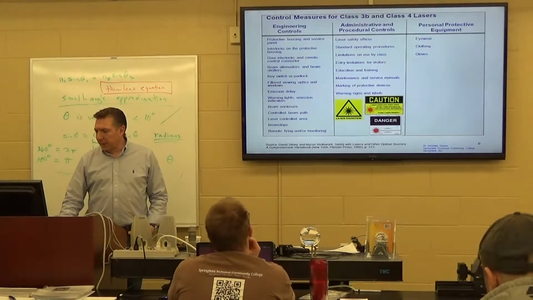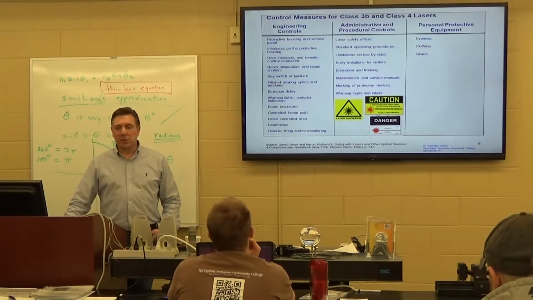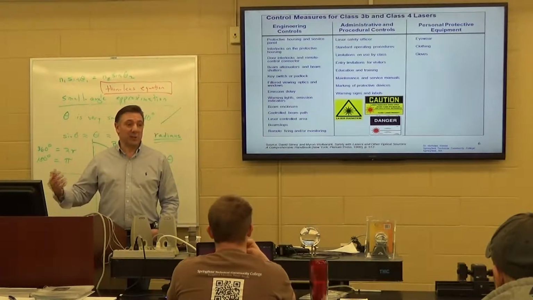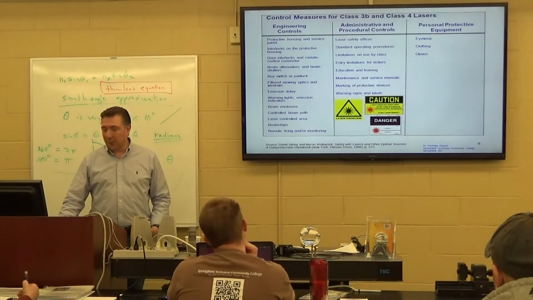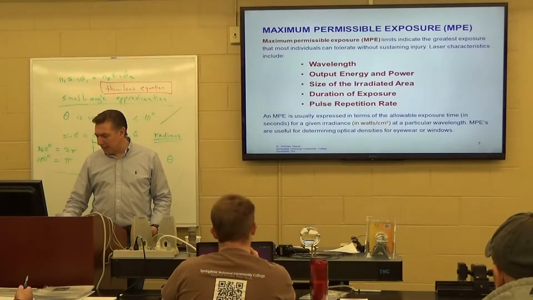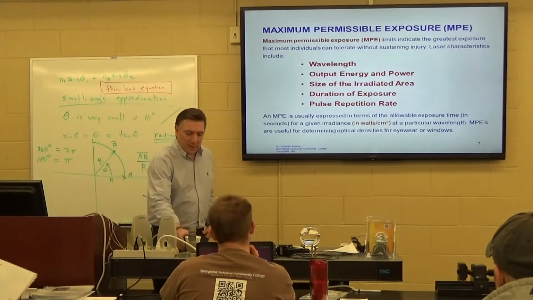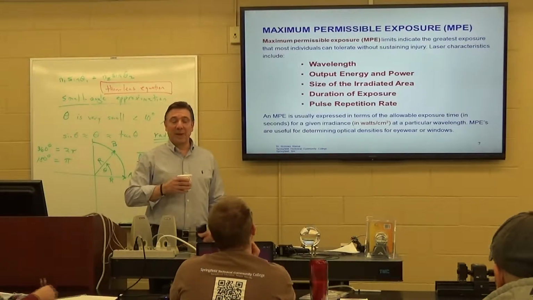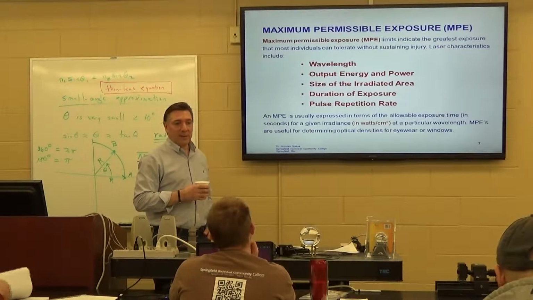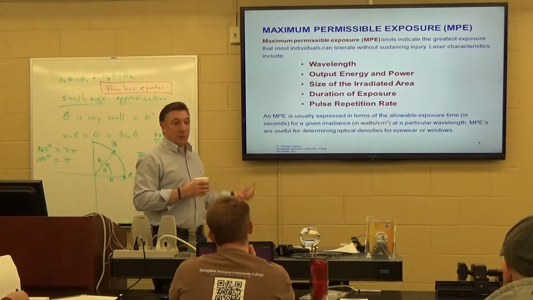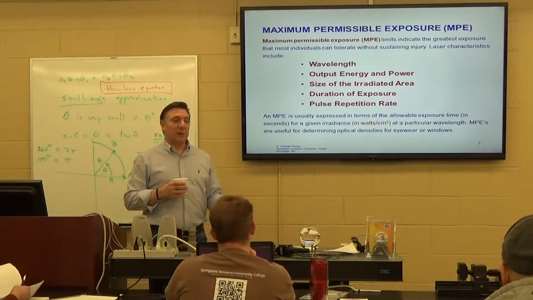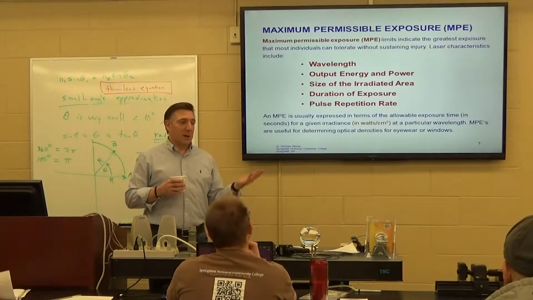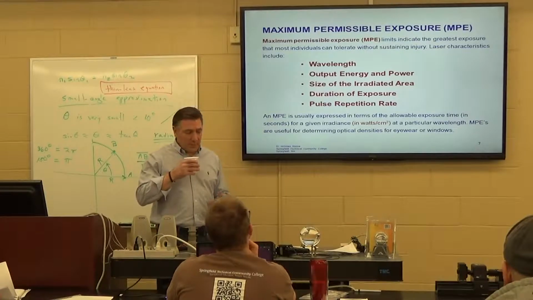We talked about the engineering controls, the administrative and procedural controls, and protective equipment to help keep you from killing yourself with lasers. It's always good to know these things. Then we talked about the maximum permissible exposure. This is the important thing. Your takeaway for Chapter 1 is know how to calculate the irradiance of a laser beam and then be able to compare that to the maximum permissible exposure so that you can determine whether the laser is safe or not.